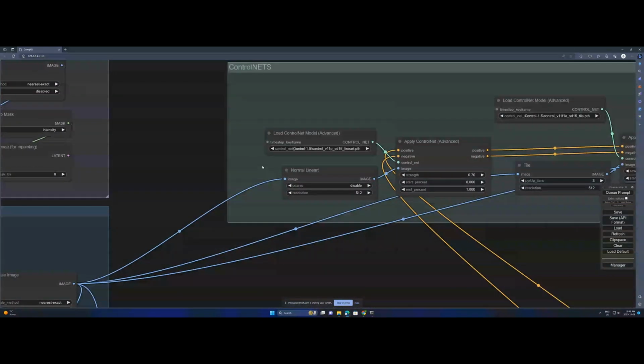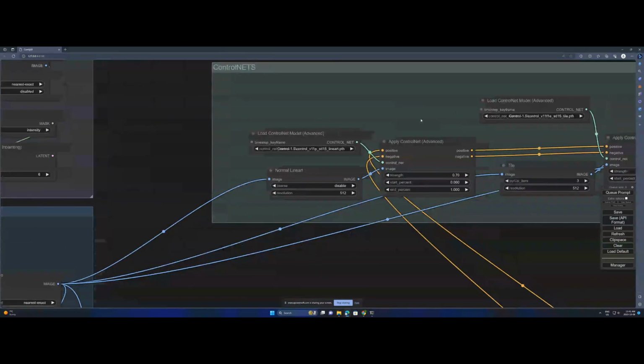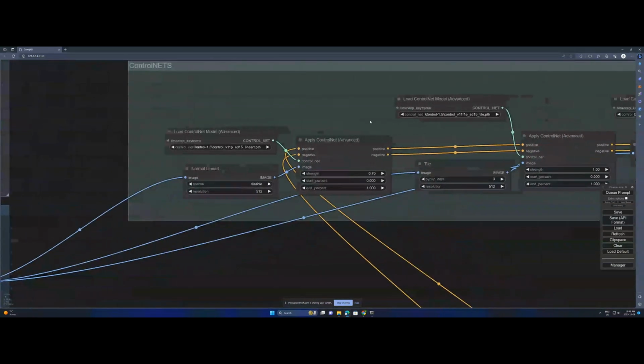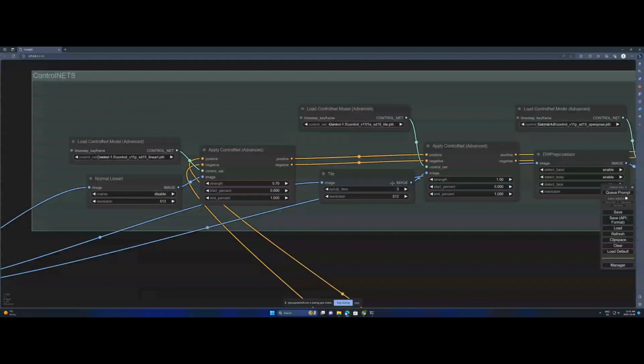This is the ControlNet section, which is hopefully self-explanatory. I am assuming most watching this have a basic understanding of these tools, but I am using LineArt plus Tile plus OpenPose.